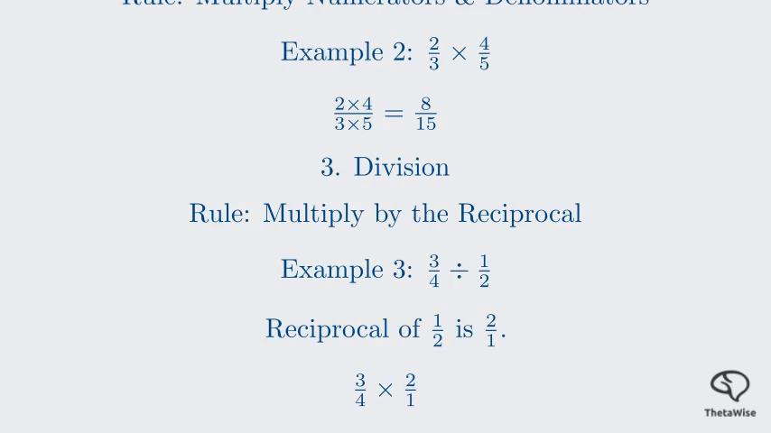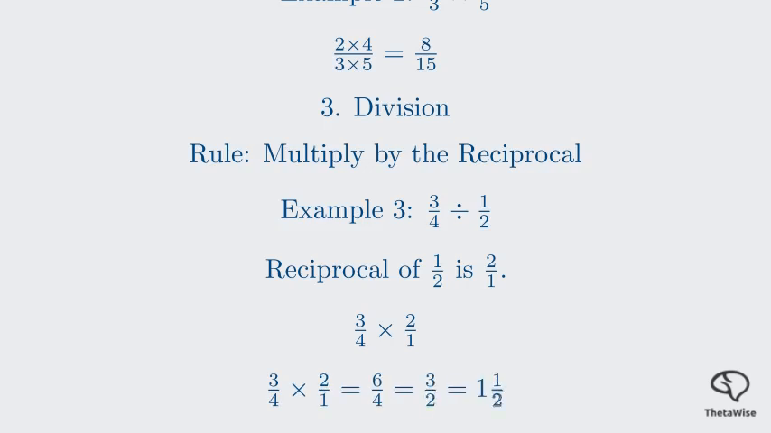3 over 4 times 2 over 1. Now we multiply. 3 times 2 is 6, and 4 times 1 is 4. This gives us 6 over 4. We can simplify this by dividing both by 2, which gives us 3 over 2. As a mixed fraction, this is 1 and 1 over 2. So remember the key rules. Common denominator for addition/subtraction, multiply straight across for multiplication, and multiply by the reciprocal for division.